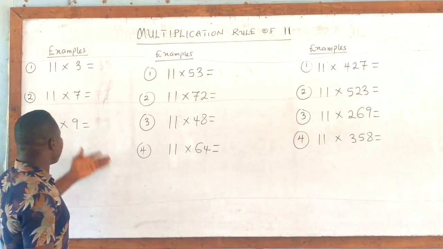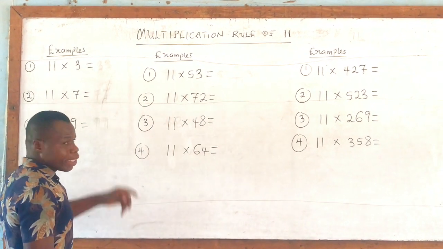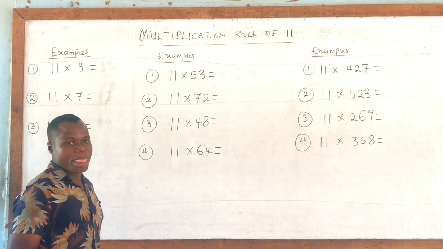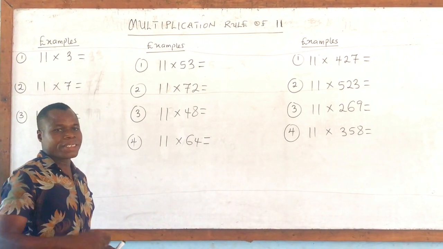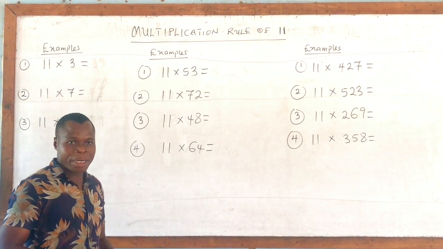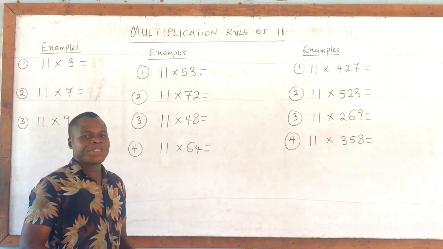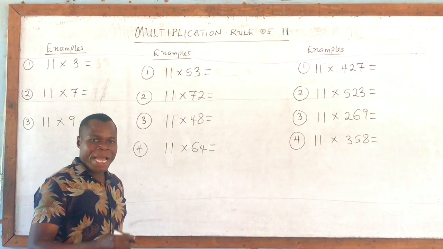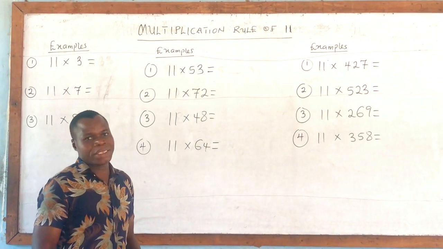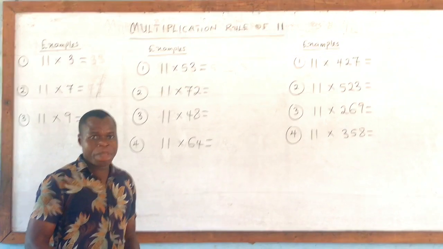The first example, we have a single digit number multiplying by 11. And then look at the trick. Anytime that you have to multiply a single digit number by 11, forget about the 11 and write the single digit number twice. What you get is the final answer.